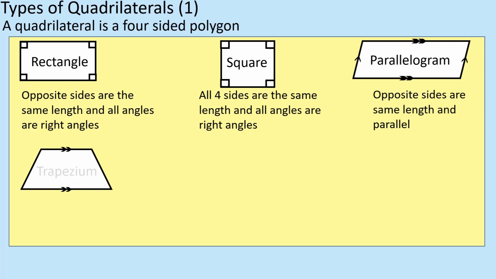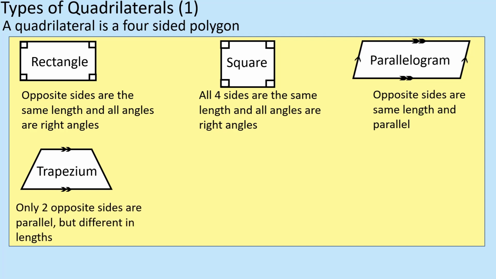Here we have a trapezium. The definition of a trapezium is that you have one set of parallel sides, but not the others. It doesn't have to look like a roof, but it tends to. But that's a trapezium.